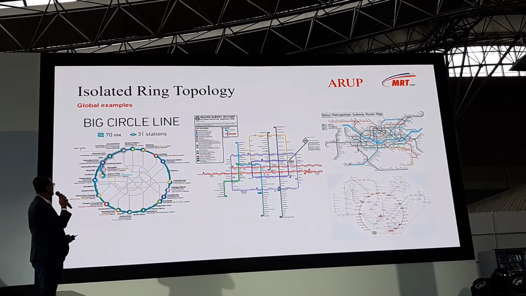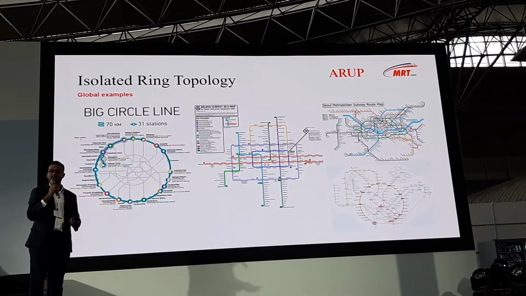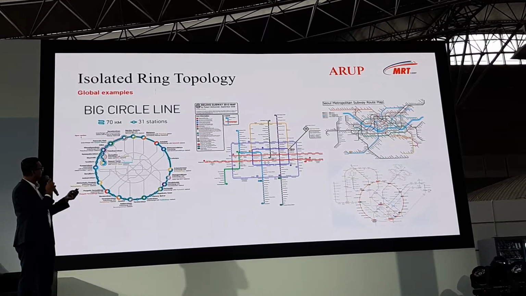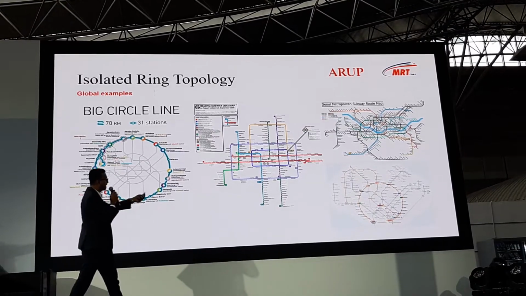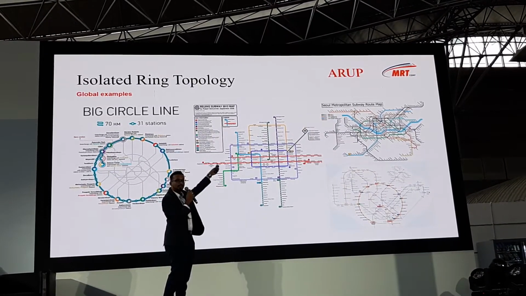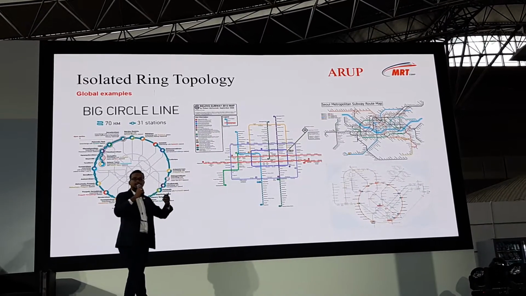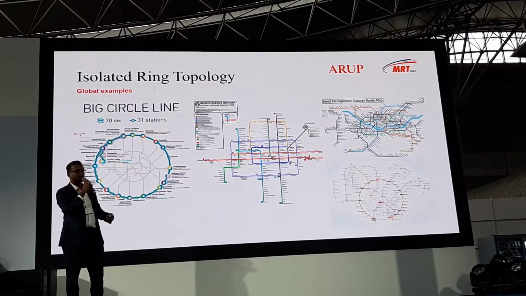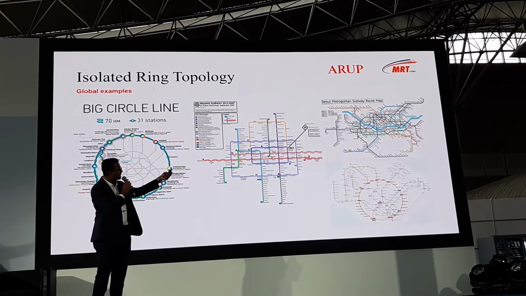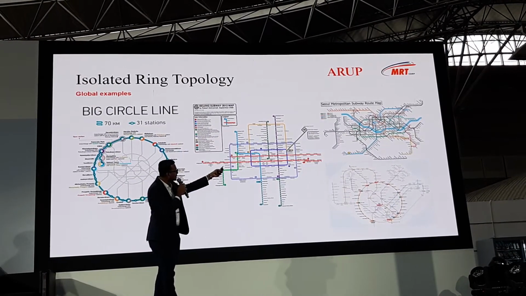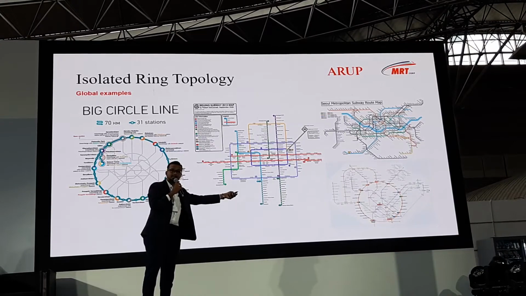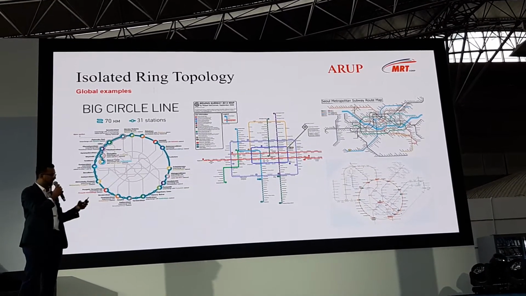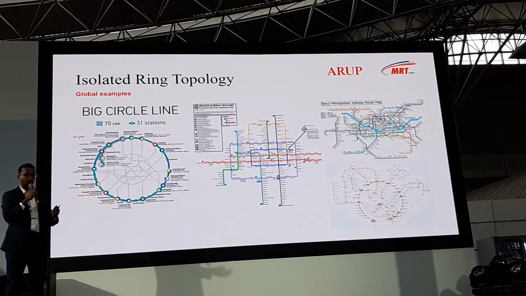Some examples of circle lines available globally are the Big Circle Line in Moscow and the Beijing subway. Basically you can see there is already an existing inner circle and an outer circle. So when the line expands, the circle can also be made double, triple and multiple layers. And in Seoul Metropolitan, you can see the green lines, which is their circle line, and of course our neighbor, the Singapore Circle Line. All these are isolated circle lines, based on the typology I showed earlier.